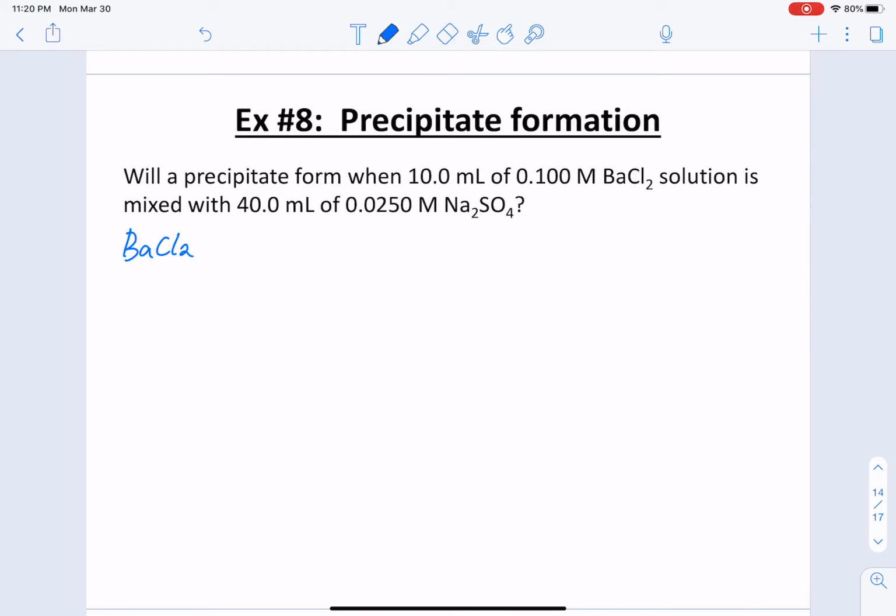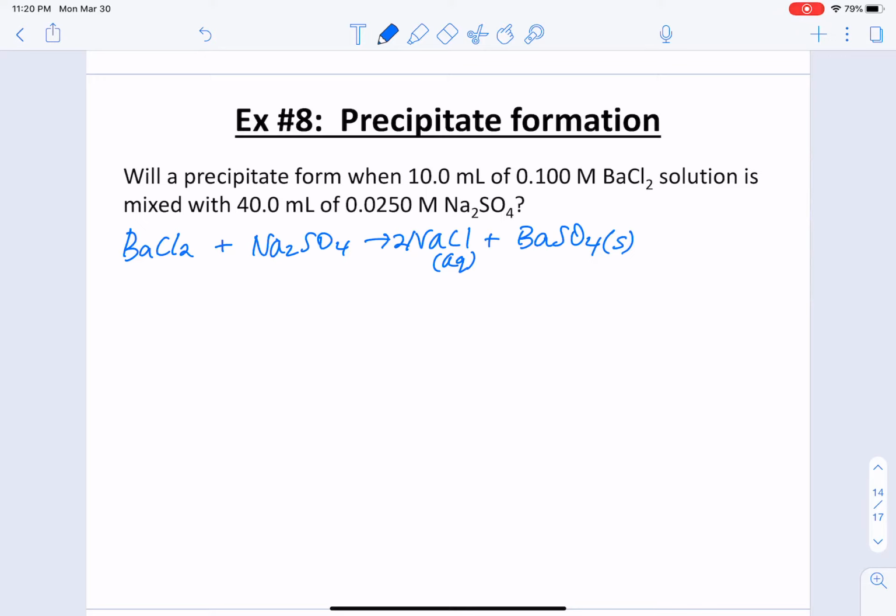Barium chloride and sodium sulfate solution would form sodium chloride and barium sulfate. So first of all, the substance that would potentially form a precipitate is going to be barium sulfate. Sodium chloride is formed of ions that are always soluble in water, and that would be the balanced equation there. So what we want to do first is figure out how many ions are present.